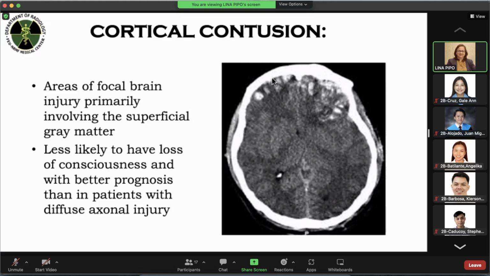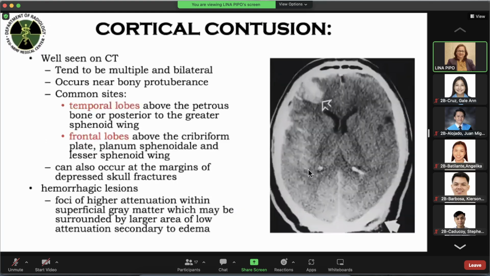In this one, there's a right frontal and left parietal soft tissue swelling. Cortical contusion is well seen on CT scan. It tends to be multiple and bilateral, and it occurs near bony protuberances like this one. The common sites are the temporal lobes, above the petrous bone or posterior to the greater sphenoid wing, and also the frontal lobes, above the cribriform plate, planum sphenoidale and the lesser sphenoid wing. It can also occur at the margins of depressed skull fractures. That's the site of your cortical contusion.